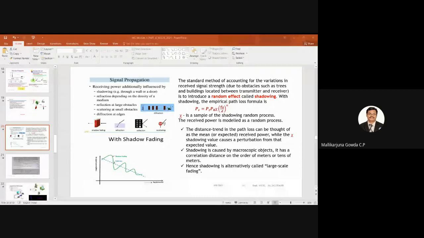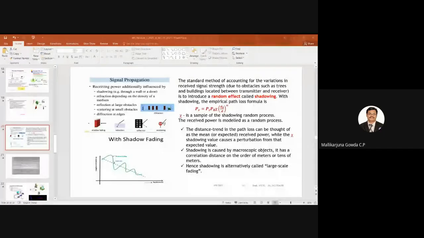Yes, shadowing. Able to understand propagation of the signal through a wall or a door, what you can say, right? So for better understanding, take this example. When do I say it is shadowing? If the signal is propagating through a wall or a door, then I call it shadowing.